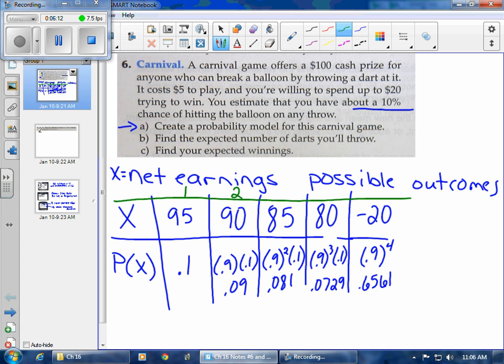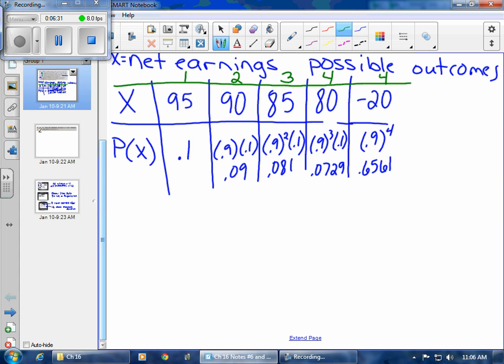$90 was throwing 2 darts. $85 was throwing 3 darts. $80 was throwing 4 darts. And losing $20 was also 4 darts. So I had 2 different ways that I could throw 4 darts. So if I wanted to find the expected number of darts you'll throw, I'm just going to tell you the formula we're going to use.